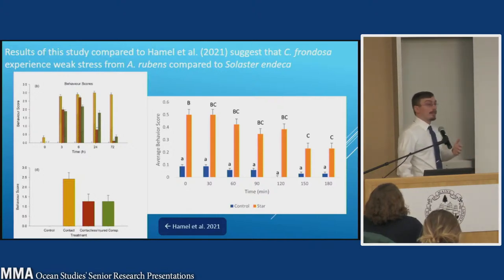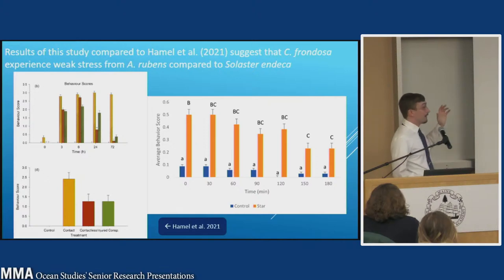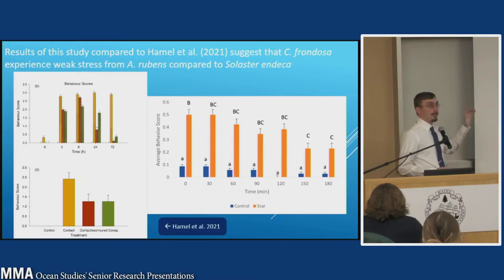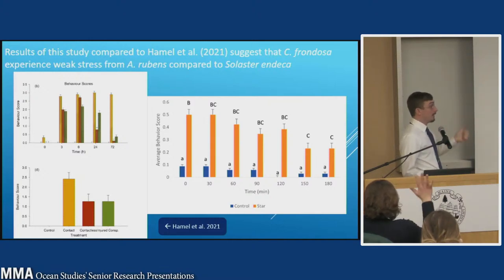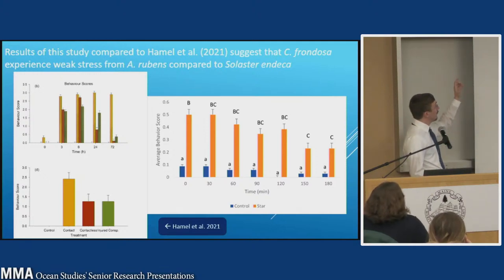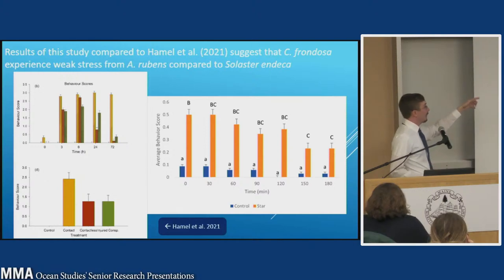When you take the results of my study using Asterias rubens, that mysterious predator with an infrequent predatory relationship with the sea cucumber, and you compare it to the study I derived my methods from, Hamel et al., which once again used the northern sun star, which is a primary predator of the sea cucumber, you can see that there's a big difference in the stress scores observed. Hamel et al. highlighted in red is the contactless exposure to the sun star. After about 3 hours of treatment, their average behavioral stress score was at 2.0. Mine was closer to 0.2.